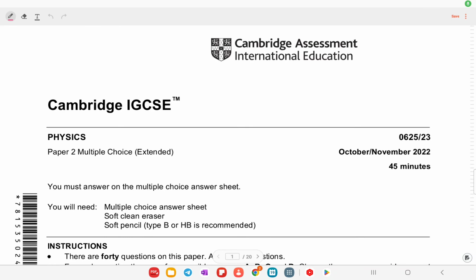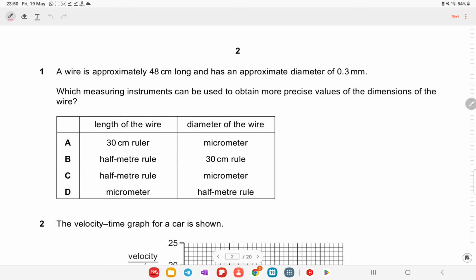Going to sort out Cambridge IGCSE Physics Paper 2 MCQ paper, and the variant for this paper is 0625/23, and it's an October November 2022 paper.